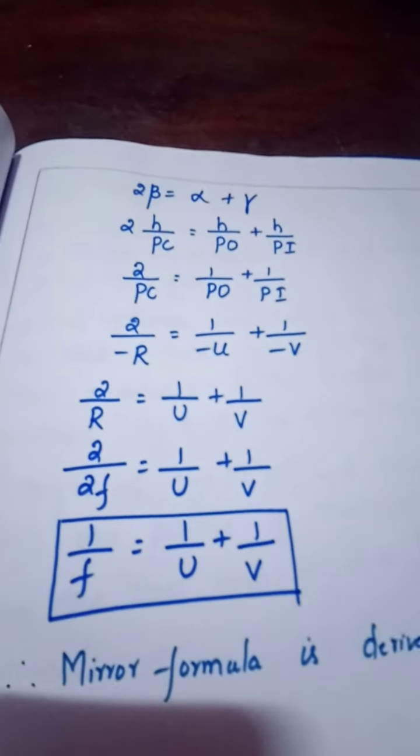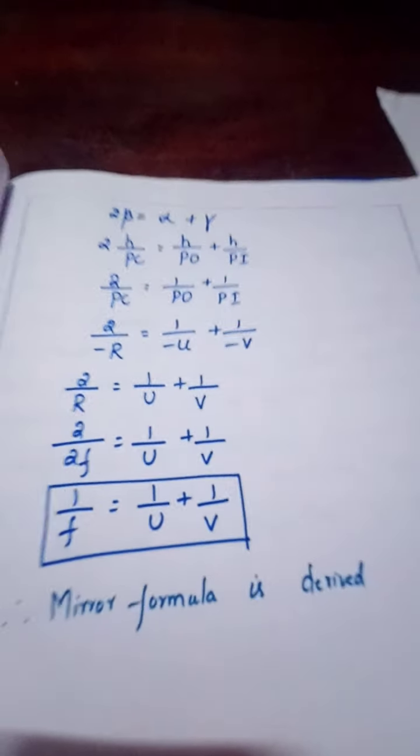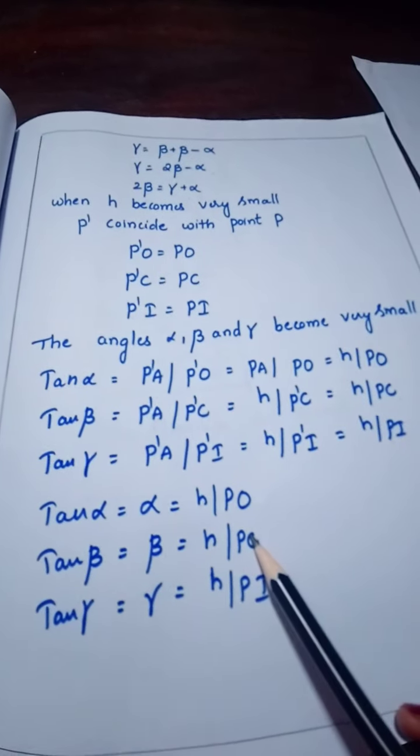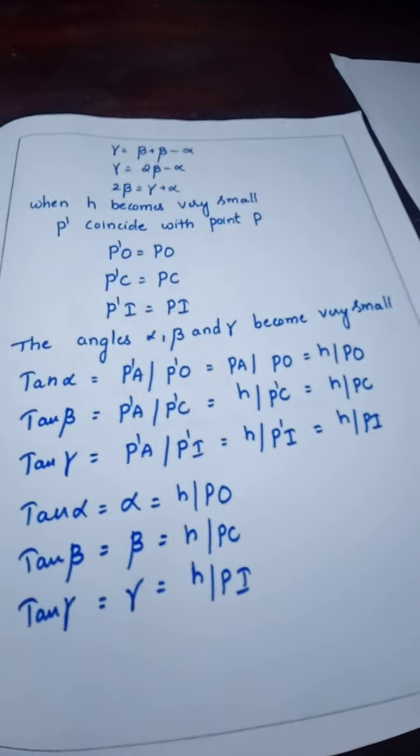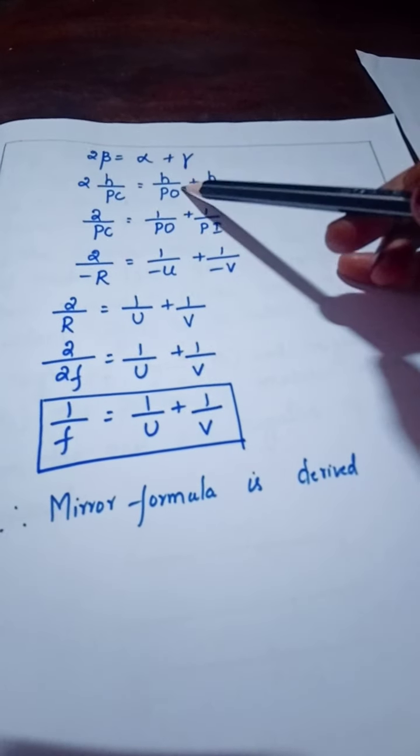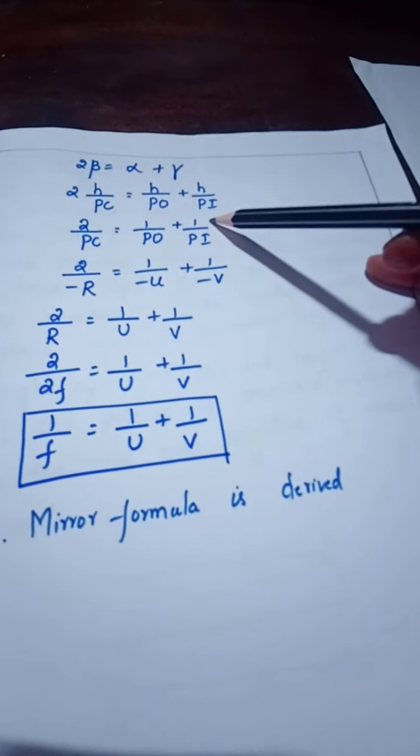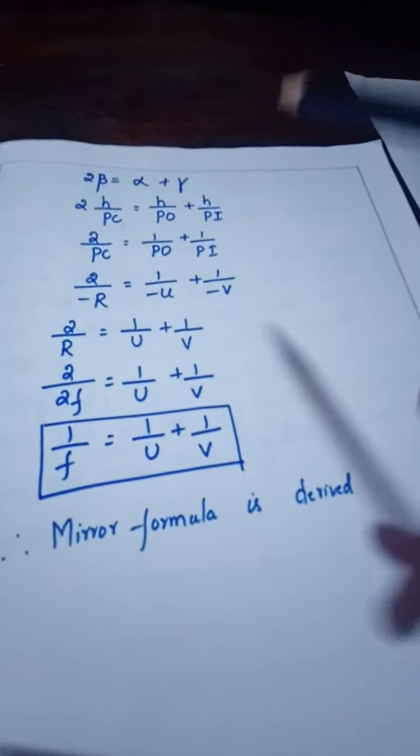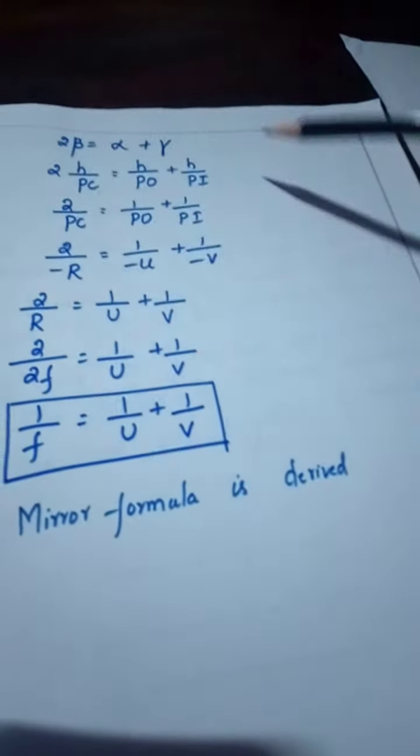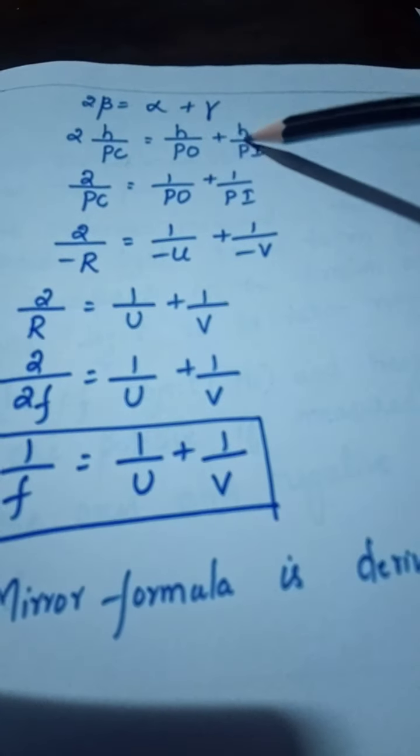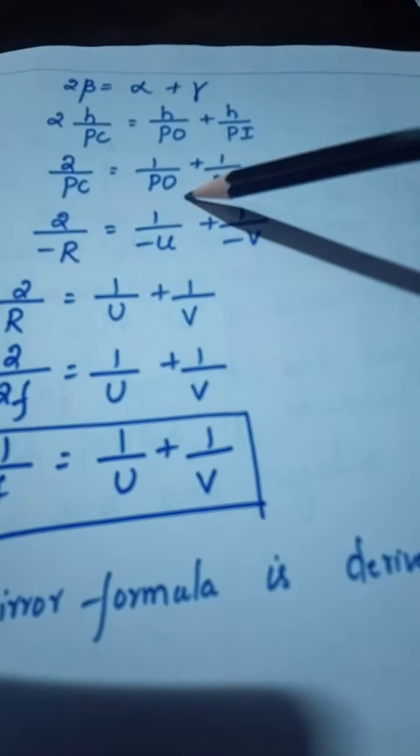So we need to substitute. In place of beta, H by PC, because alpha, beta, gamma values we have here. Alpha value is H by PO. Beta value is H by PC. Gamma value is H by PI. So substitute these values: 2 into H by PC is beta, alpha is H by PO, gamma is H by PI. All the H's are in the numerator, so cancel all the H. H cancels here, here, here. So we have 2 by PC, 1 by PO, 1 by PI.